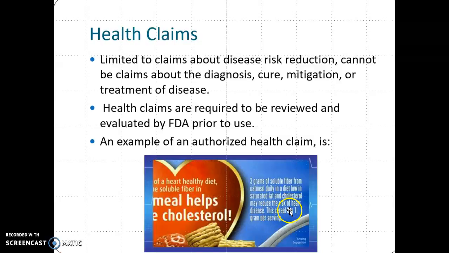So they've gone out on a limb and said this may reduce the risk of actual disease, but they qualify it by saying you have to also have a low saturated fat and cholesterol diet. So they're not saying, oh, just this oatmeal itself will lower your cholesterol, but your chance of heart disease. But if you eat a low fat diet and the cereal, then you might. So that's a health claim. And these have to be reviewed, and they can be fined heavily if they don't follow these rules.